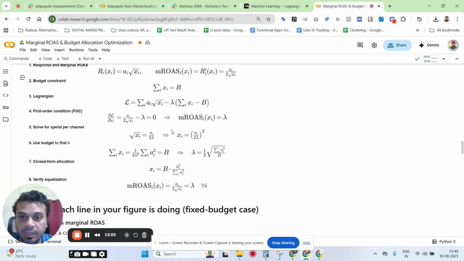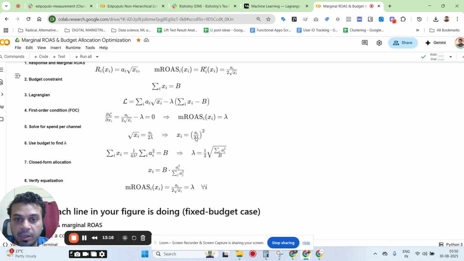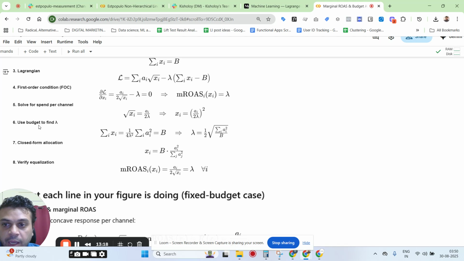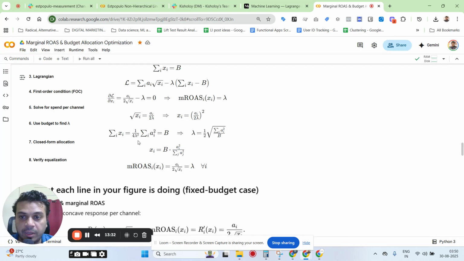So what is root over xi? If you just solve for this equation, that's how it's coming out to be. So xi becomes alpha i by 2 lambda, squared. This is where it comes from. Okay, and then you use the budget to find lambda, and then you can just plug in those values here, and you get the summation of xi equals to this, and this equals b, right? Remember, that's our budget constraint, and from there we actually solve for lambda.